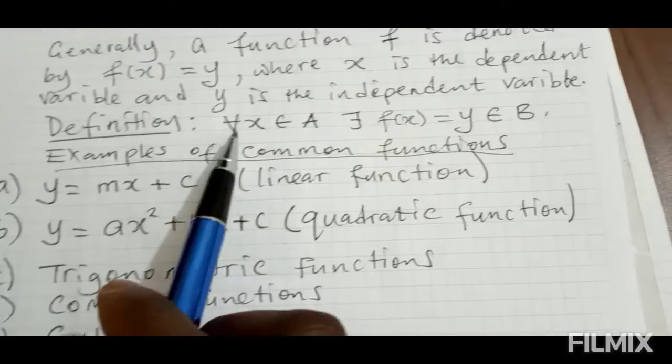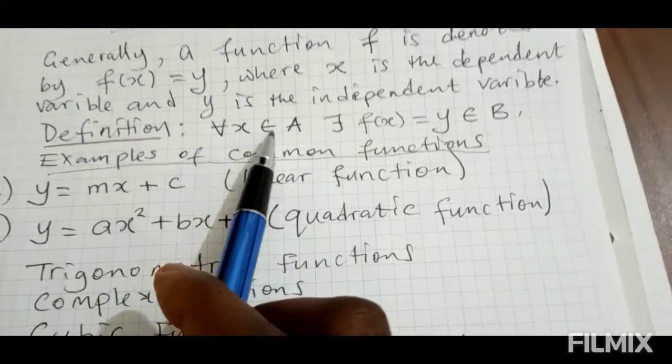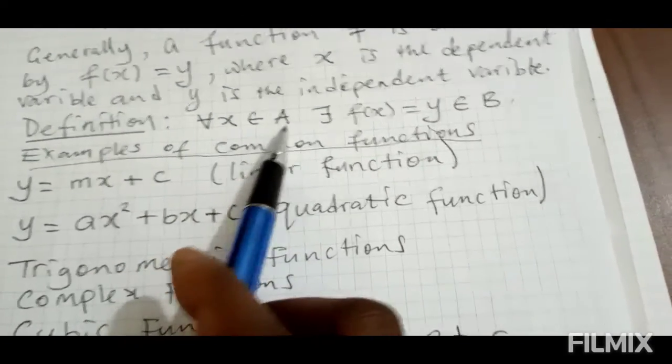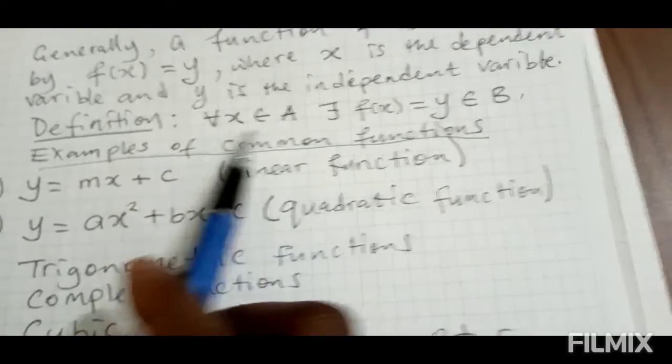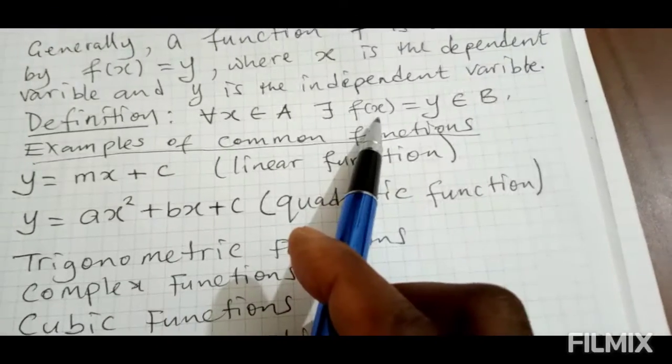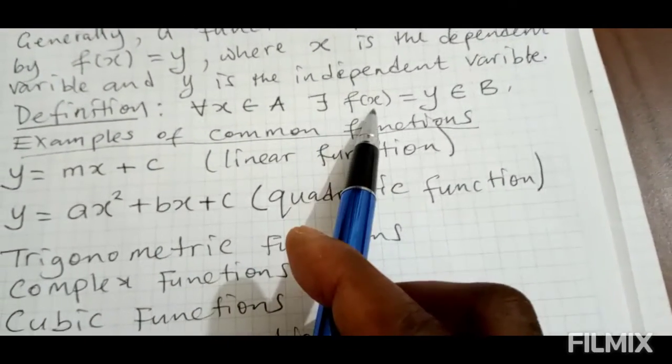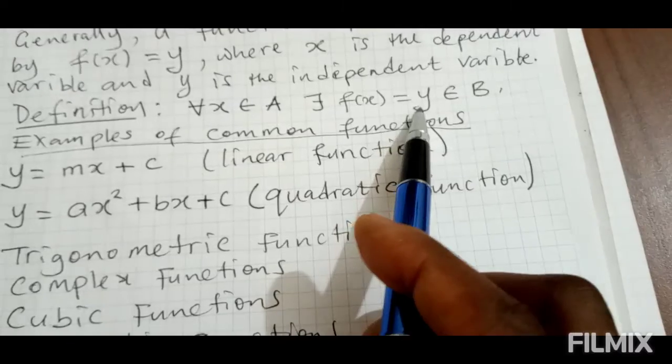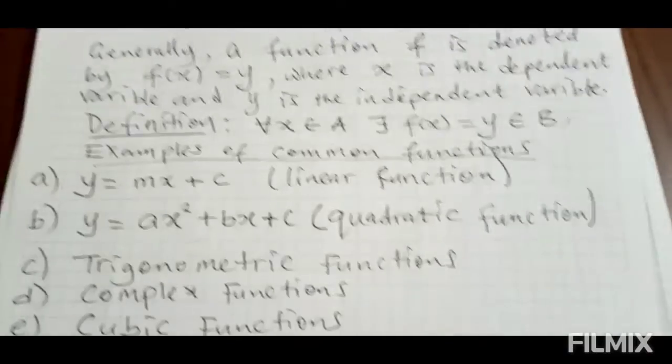So the definition is: for every x a member of A, the input set, there exists at least one f of x, which is equal to y, a member of B. This is the definition of a function.